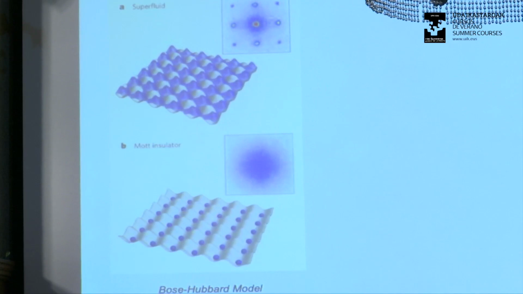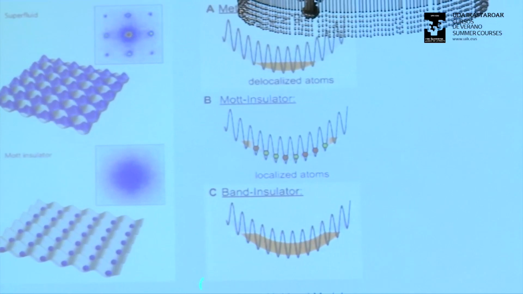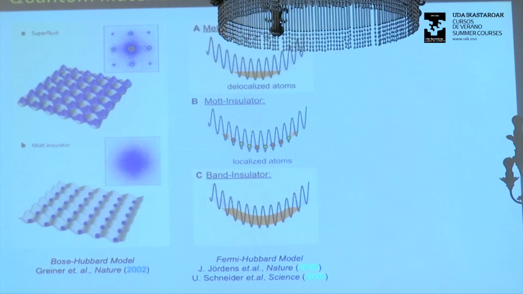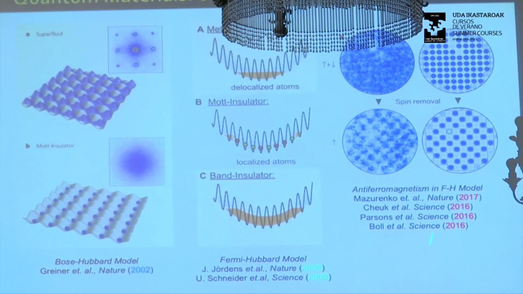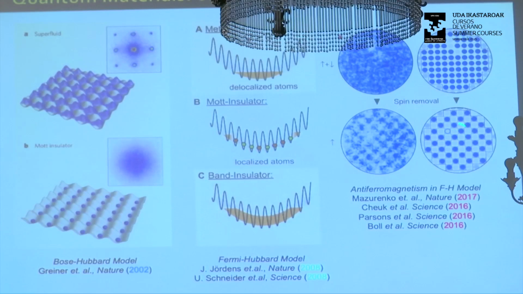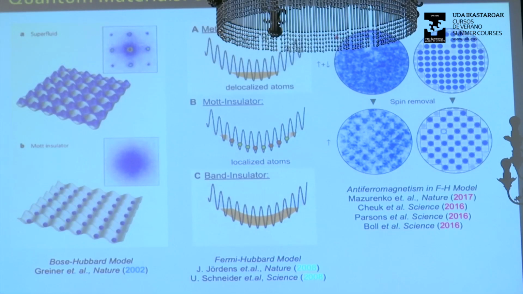A few years later, people were able to do this with fermionic atoms, so they did the Fermi-Hubbard model. And just to give you an idea of the state of the art, people have recently been able to realize antiferromagnetism in the Fermi-Hubbard model, in several papers. You can load your optical lattice with fermionic atoms, cool down, and see that at zero doping you get short-range antiferromagnetism. This means that with ultra-cold atoms, people are beginning to explore this corner of the phase diagram.